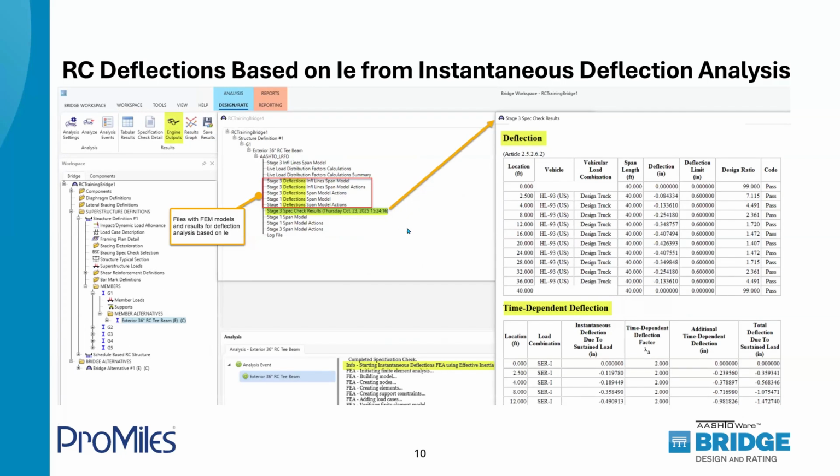Now the deflections based on I effective will be listed under engine outputs. We create specific models to come up with these deflections, so they have the word deflection as part of the name. These values that you see here, these deflections and the time-dependent deflections that are based on instantaneous deflections, are calculated from the second finite element analysis. It says here, starting instantaneous deflections, FEA, using effective moment of inertia. So these are the deflections under engine output.